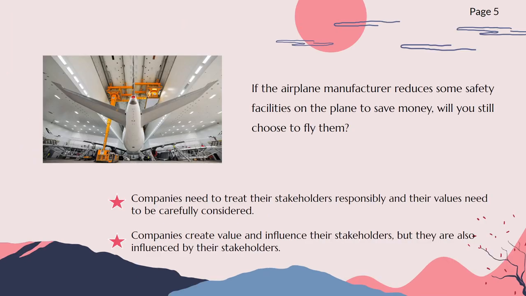For example, if you buy an airplane ticket, then you are a stakeholder of the airplane manufacturer. Now imagine if the airplane manufacturer reduced some of the safety features on the plane to save money. Would you still choose to fly on their plane? Probably not, right? Because many consumers are so safety conscious, they will avoid airplanes made by this manufacturer when purchasing airline tickets.